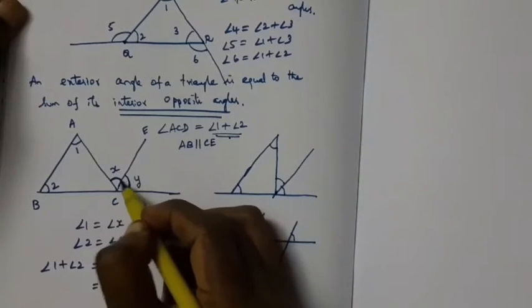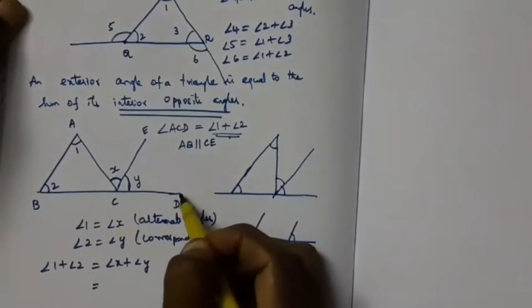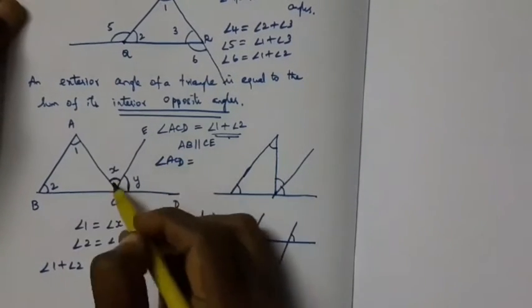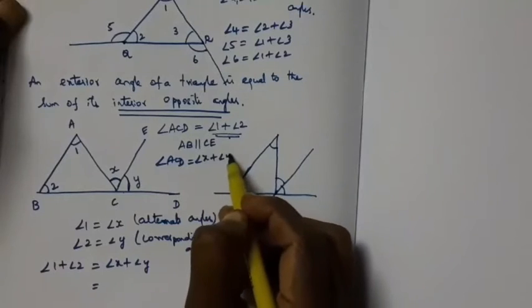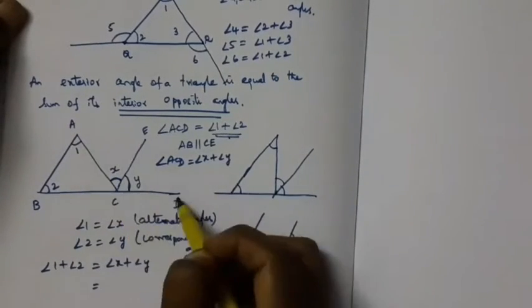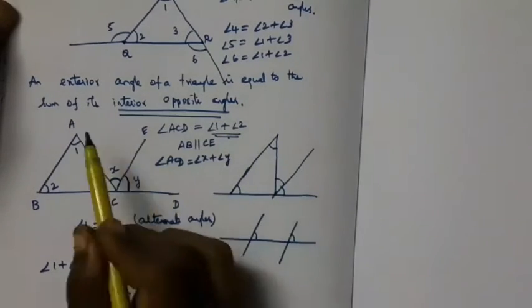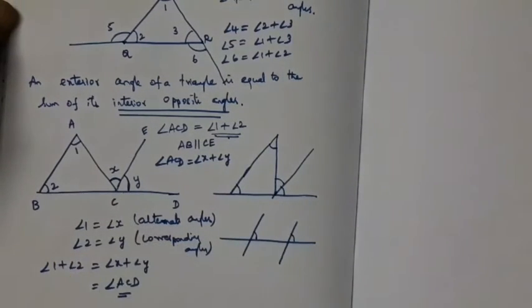This plus this will be together this total angle ACD. So angle ACD is angle X plus angle Y. If you add it together, you will get a total angle ACD. So that is equal to angle ACD. Thus we have proved that the exterior angle is equal to the sum of its interior opposite angles.